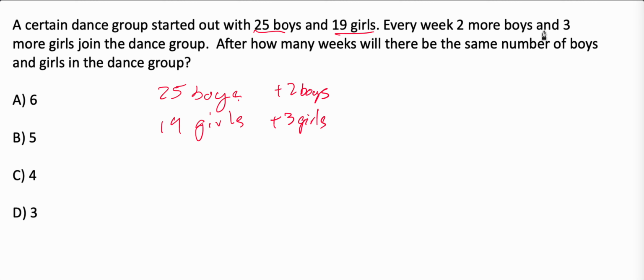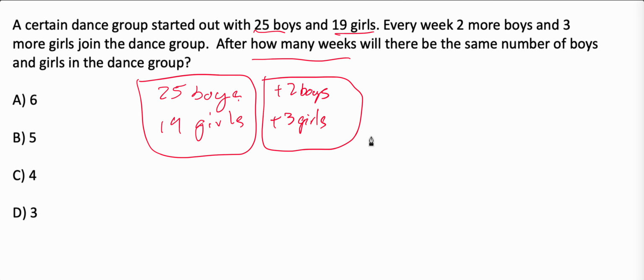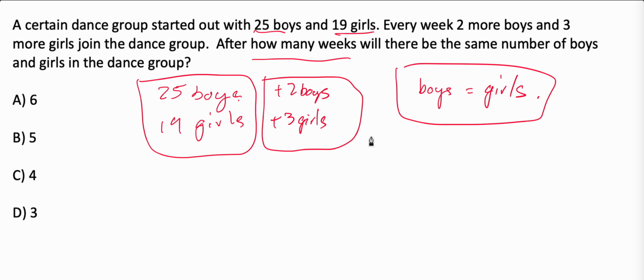The question is how many weeks there will be the same number of boys and girls. So first, you take a look at here's your starting point, and here's what's going on throughout the weeks. Throughout how many weeks we need to figure out, and then at the end, boys equal girls.